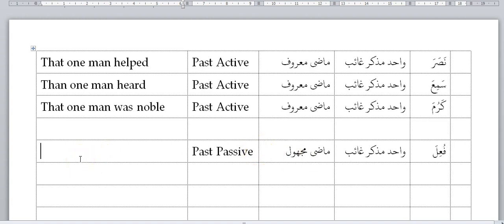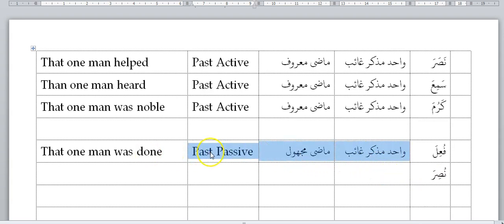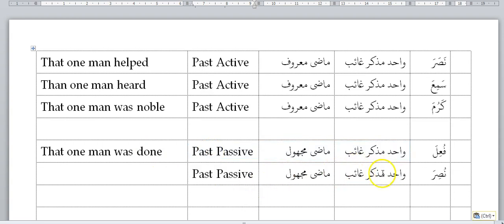So literally this would mean that one man was done. And when we say man, we mean an object, a masculine object, and that can be something that you can see, something that you can touch, or something that you don't. You know, the job was done, and so forth. So, Nusira, again is Wahid Mudhakkar Ghaib, Madi Majhul, and is past passive.